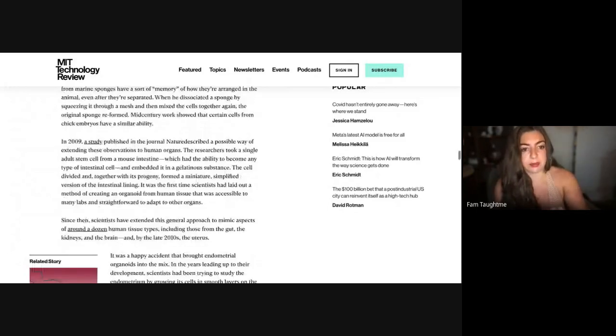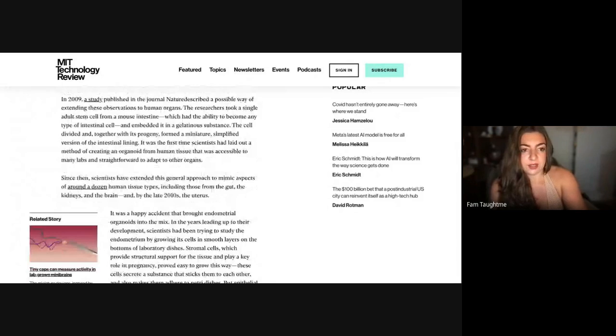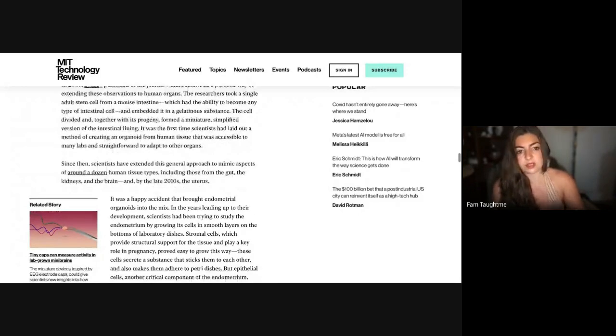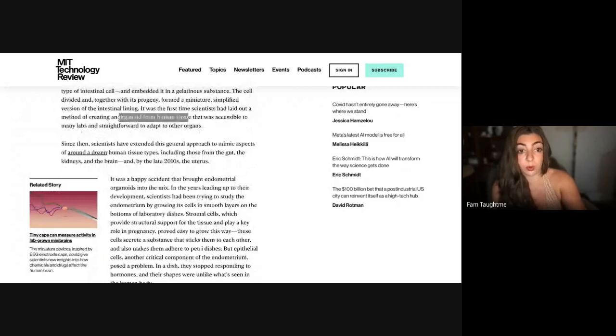And a 2009 study described a possible way of extending that observation into human organs. It took a stem cell from a mouse intestine and embedded it into a gelatinous substance, and then it formed a miniature simplified version of intestinal lining. And so it was the first time that scientists had created what they're calling an organoid from human tissue. And then they did it with a bunch of other tissue types, like from the gut, kidneys, and brain. And then they did it with uterus.